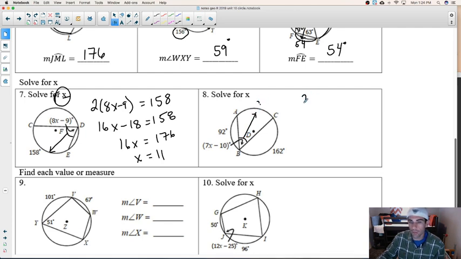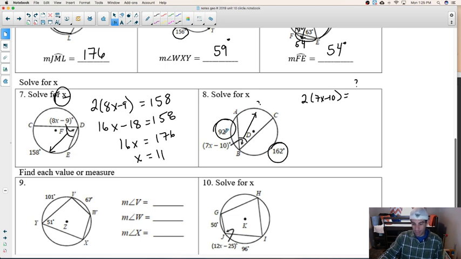So if I did double of 7x minus 10, that's going to give me the arc, which is unknown because they gave me these outside guys. Well, that was similar to the one we did up here. There's technically 1, 2, 3 arcs, so those 3 arcs have to equal 360.